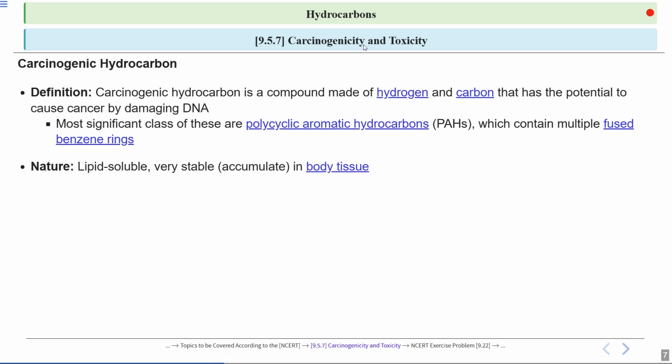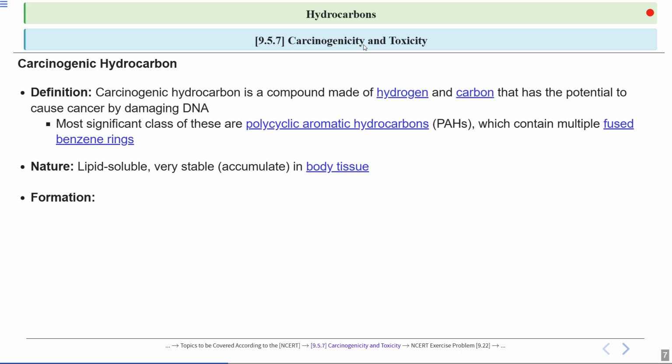Now, let us talk about the nature of these compounds. Carcinogenic hydrocarbons are lipid soluble, which means they dissolve easily in fats and can accumulate in our body tissues over time. Their stability makes them hard to break down, increasing the risk of long term exposure.